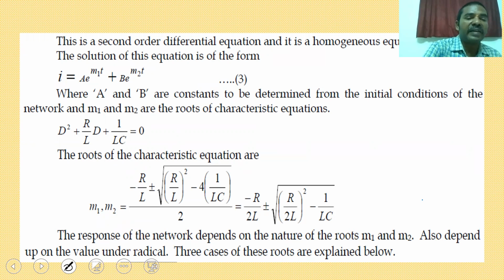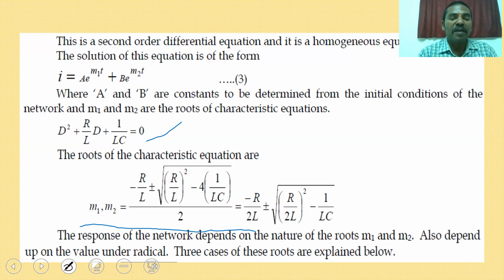So for the characteristic equation d square plus R by L into d plus 1 by LC is equal to 0, the roots of the equation are like this. m1, m2 as minus R by L plus or minus root of (R by L) square minus 4 into 1 by LC, divided by 2, or you can write it as minus R by 2L plus or minus root of (R by 2L) whole square minus 1 by LC. So these are the roots of the equation.